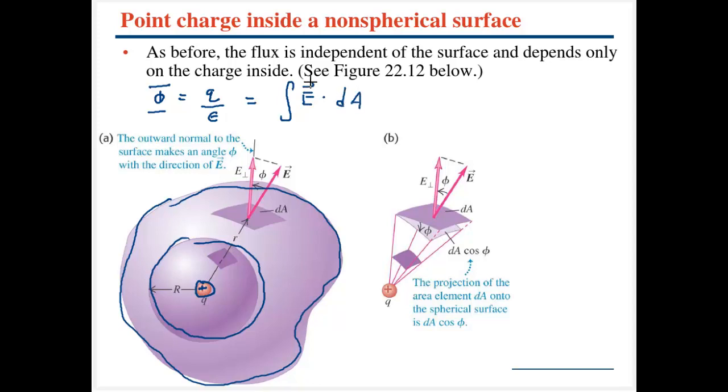Now, the book kind of shows you right here that it may be a pain to calculate what this E dotted with dA is, but really it doesn't matter because we can bend any weird shaped object back into a sphere, and the flux is going to depend only on the charge that's enclosed.